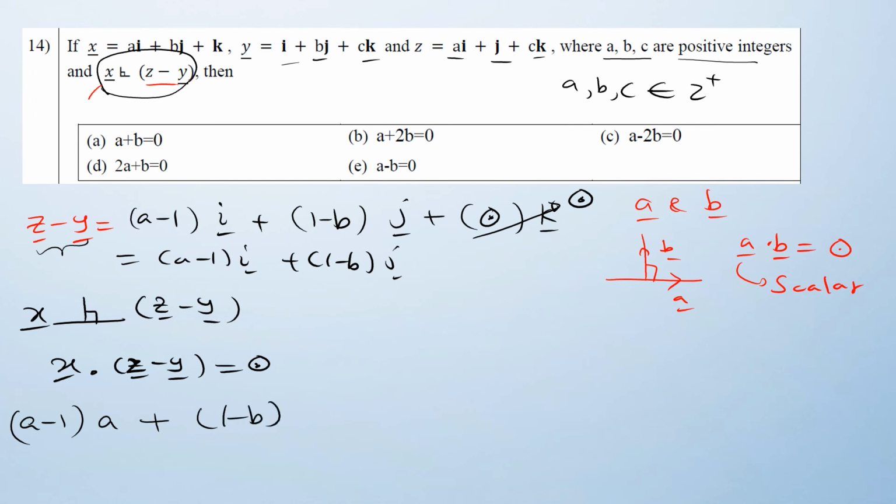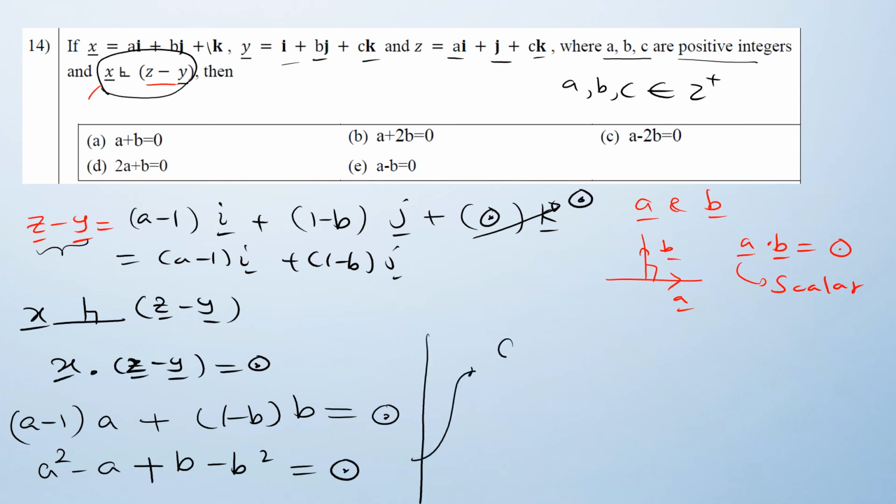The j component of x is b again. Since we have 0 for the k term, the multiplication with 1 is 0, so the right hand side will be 0 again. When you simplify this, we have a squared minus a plus b minus b squared equals 0. Then we can consider a squared minus b squared together, and I'm going to consider minus 1 as a factor of minus a plus b.